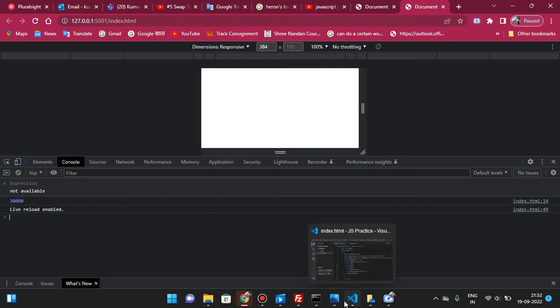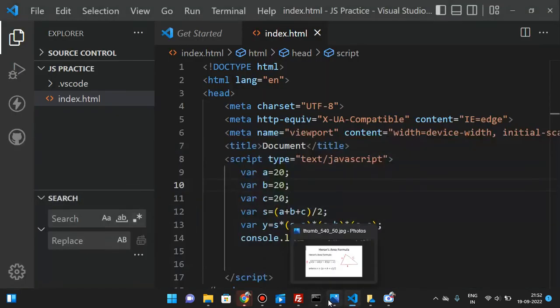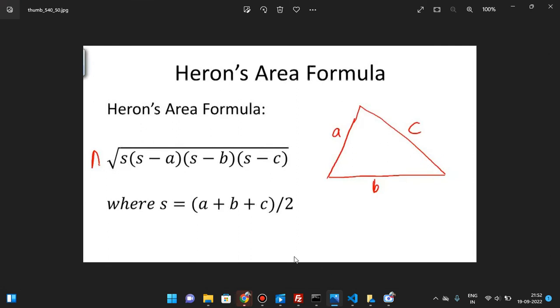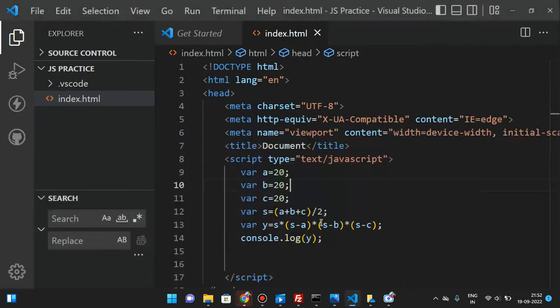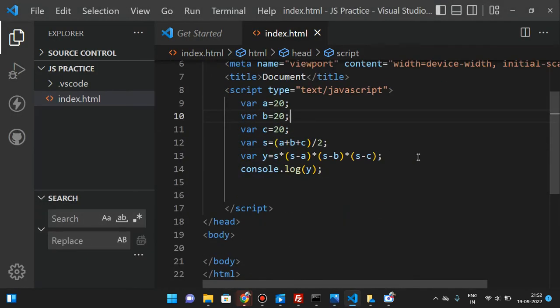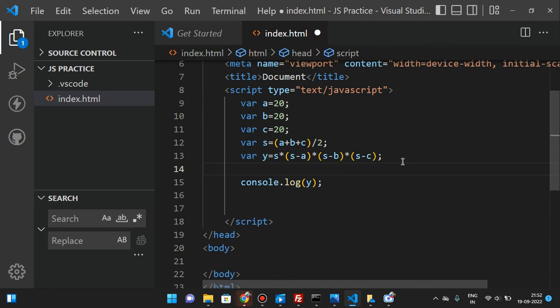Okay, after that next step is what? This is the square root. Okay, the whole square root. So for this square root in JavaScript we use Math.sqrt. This function is used to find the square root of a number.